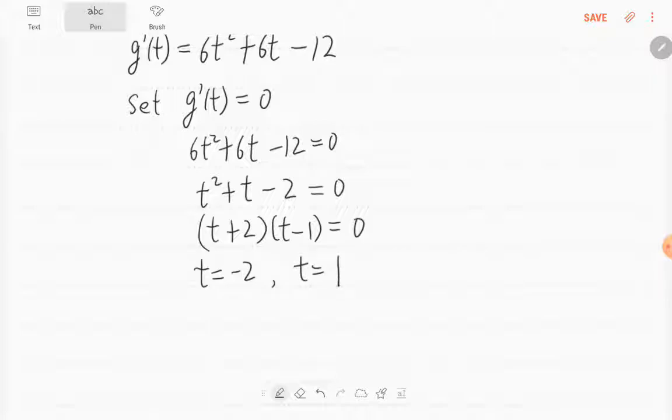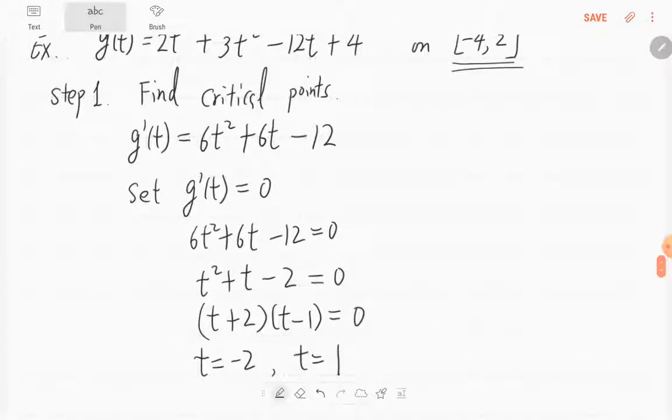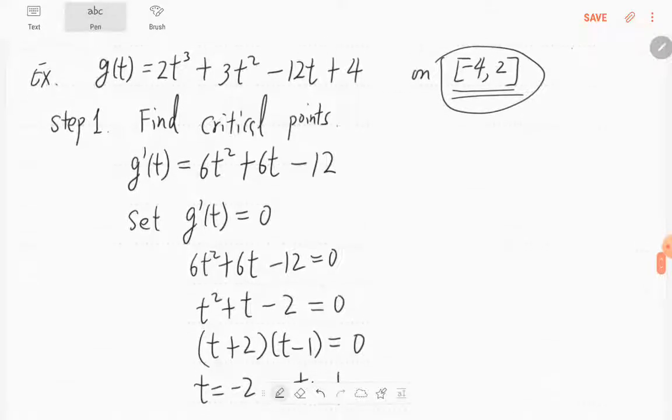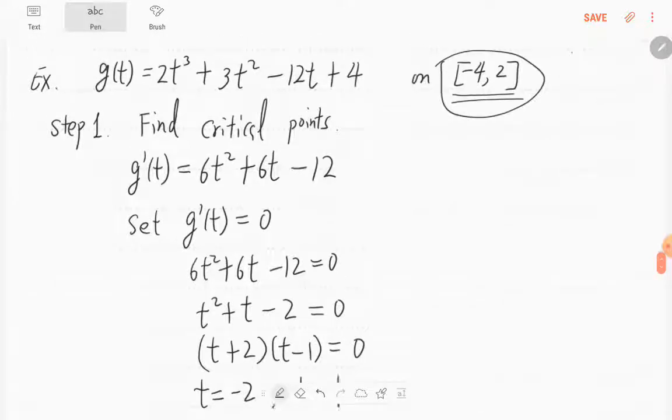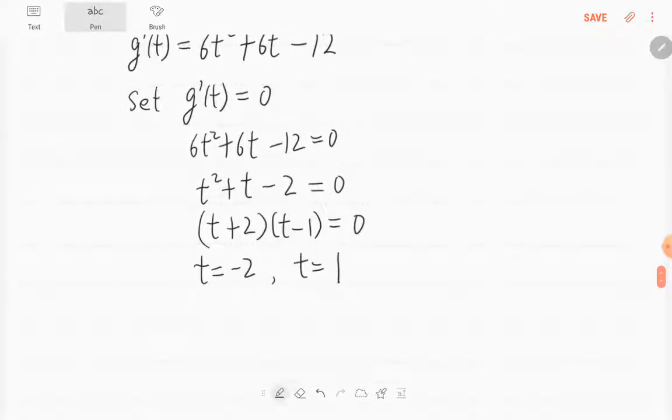So let's see if these two are the critical points. The domain is -4 to 2, right? This is the domain. So -2 is inside, yes. 1 is inside, yes. So both are the critical values.